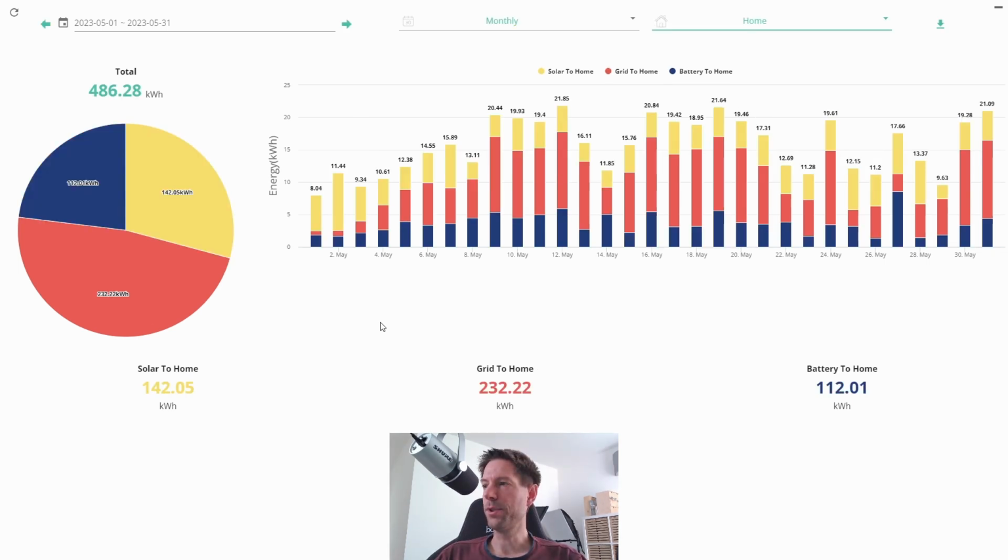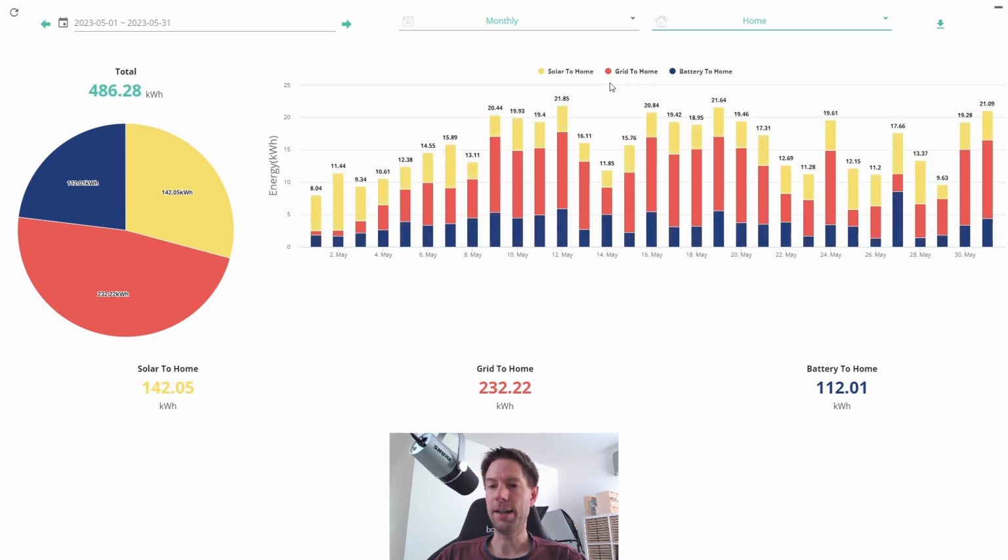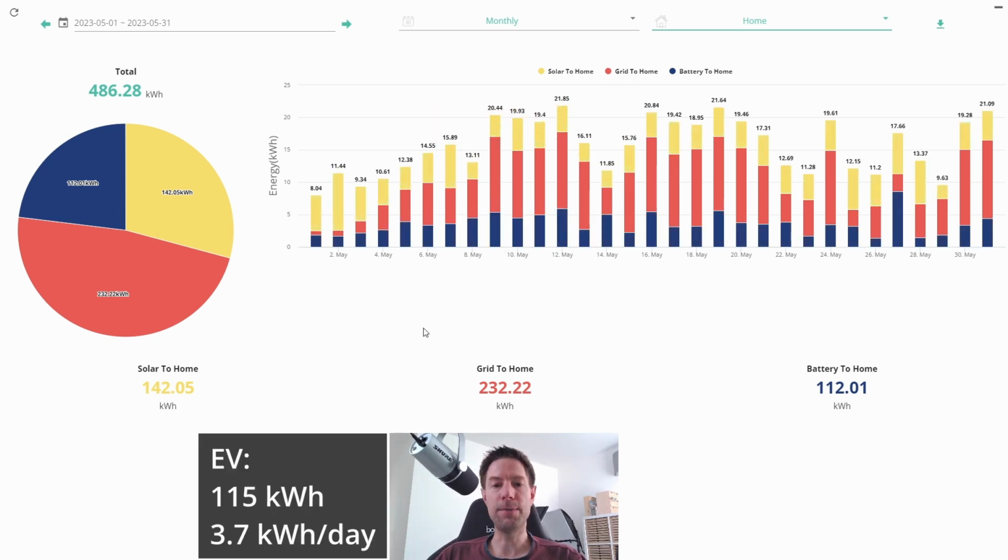On the home consumption tab, you can see we used a total of 486.3 kilowatt hours. Now that's a combination of our usual daily use, which is about 6 and a bit kilowatt hours per day. But it also includes our EV, which is why there's such a large portion of grid to home, because that's all covered by charging the car overnight during the cheap Octopus Flux tariff. The EV amounted to about 115 kilowatt hours for the month, so an average of about 3.7 kilowatt hours per day, although that was typically in a handful of days rather than spread out across the month.